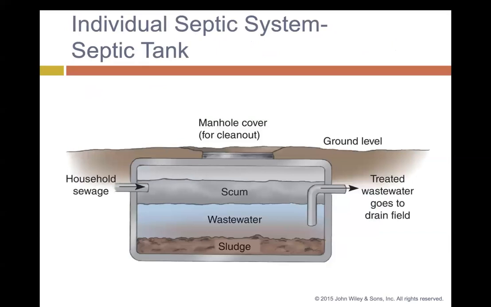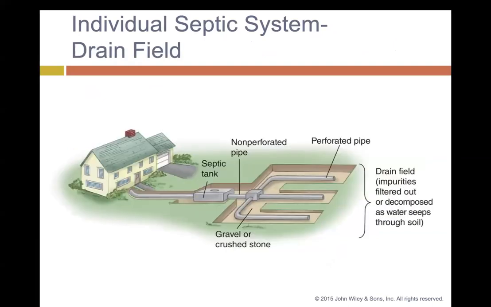People have individual septic systems, and that's when they take their own household sewage. There's a manhole, and then it basically is its own treatment center, and the treated wastewater goes to the drain field. So you can see these individual septic systems and then the drain field. The drain field will then filter out all impurities as the water seeps through the soil.